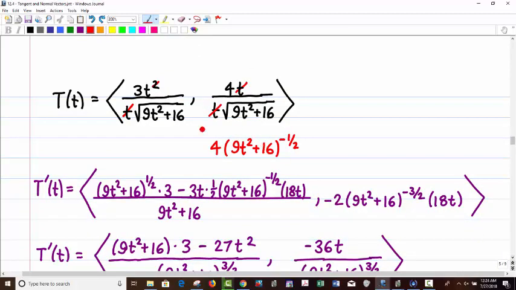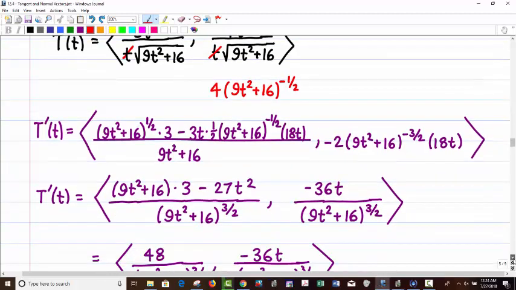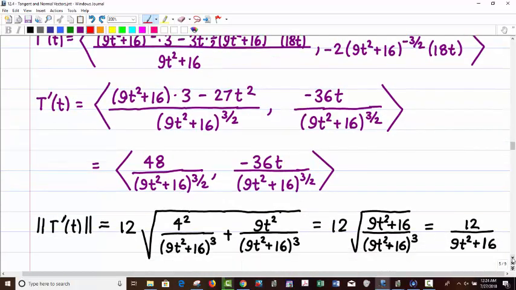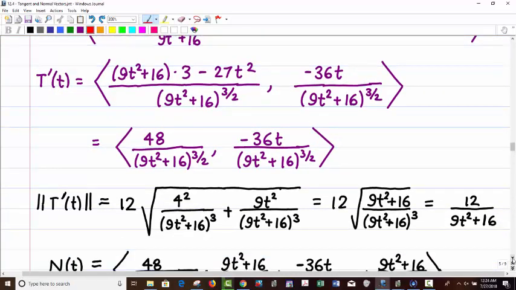Yeah, this is the fun part when you get to this T prime of t right here. Plus you get these quotient rules, because you're going to have quotient rule and chain rule and all kinds of other mess. So you see it gets kind of sloppy down here, and now it's kind of tidying it up. Then that's just T prime of t to get that. Then you got to get the magnitude of T prime of t.